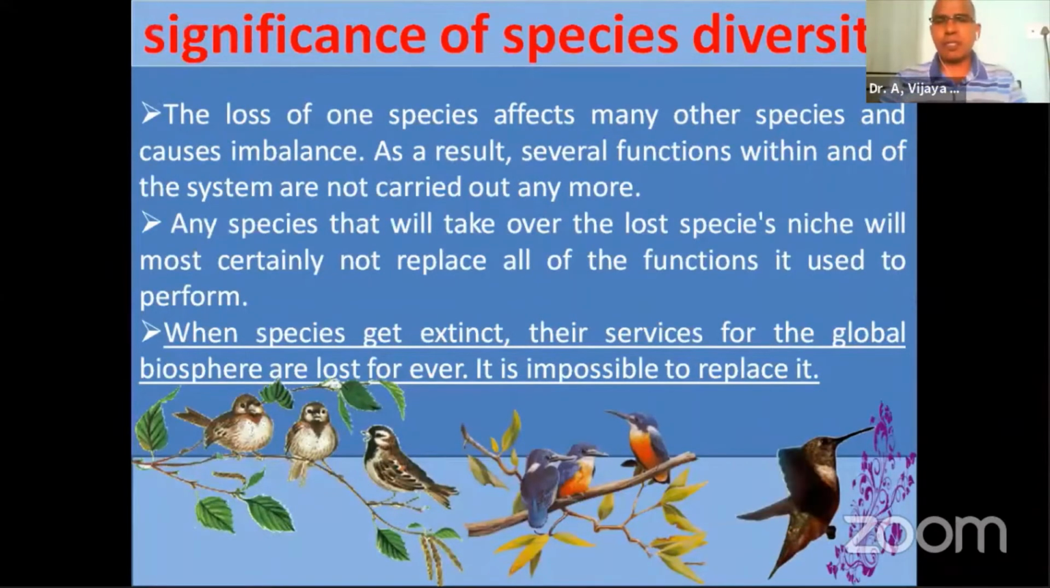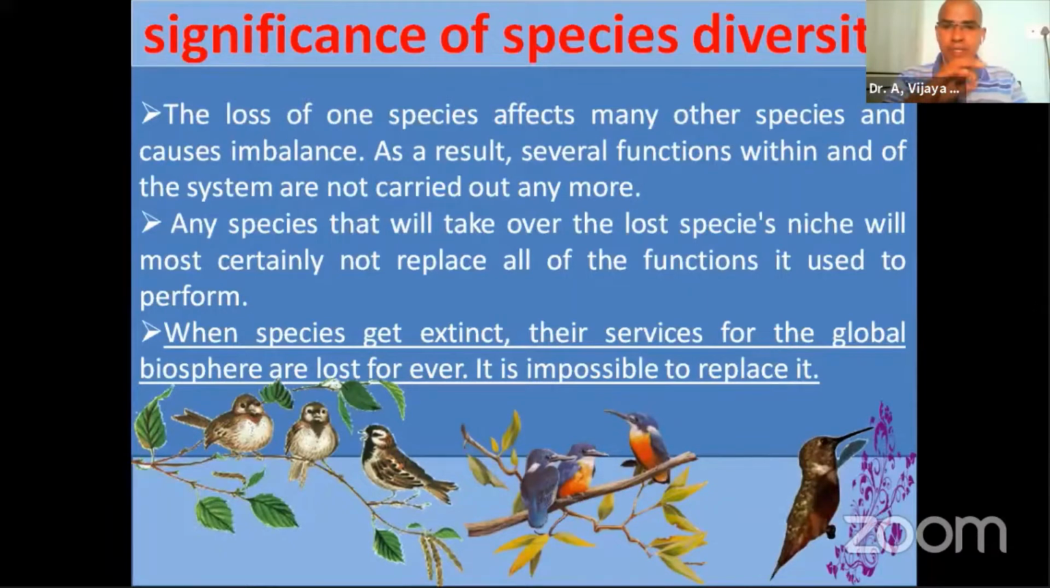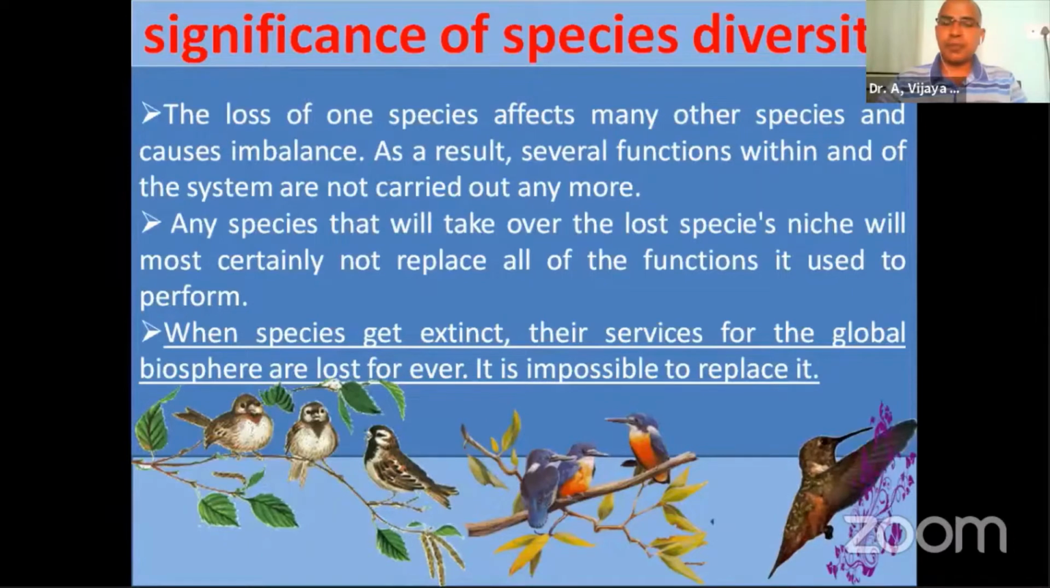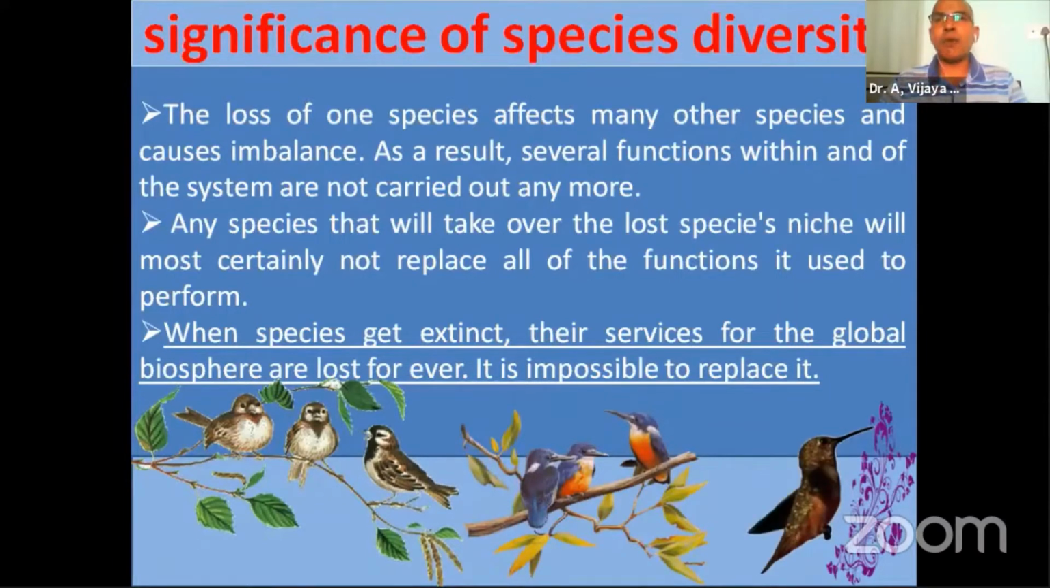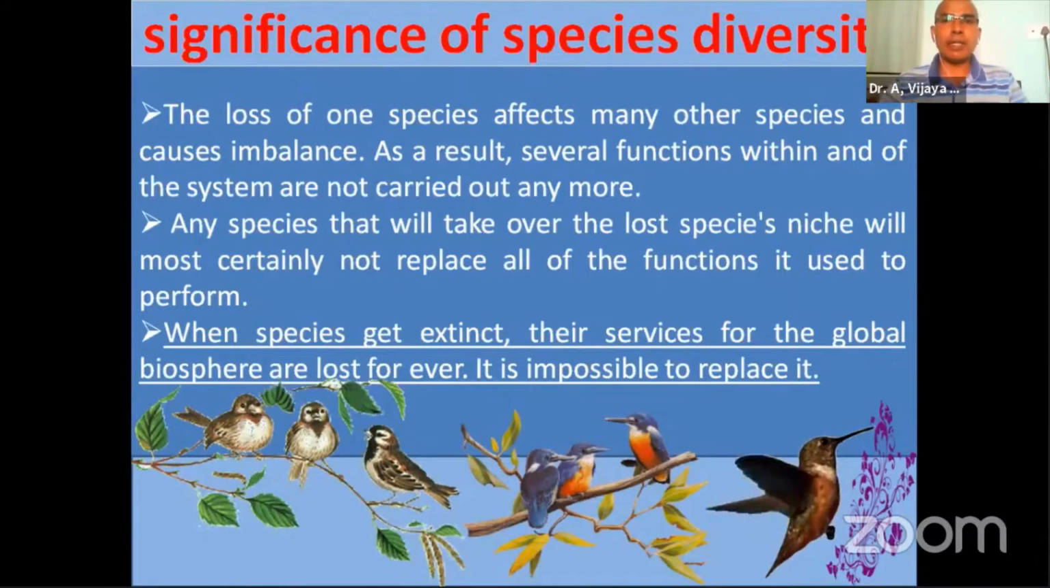So what is the significance of species diversity? Species diversity always plays an important role in a particular locality, and when a species gets extinct, its services for the global biosphere are lost forever. Remember, any species, whether it is an ant or an elephant, irrespective of size or shape, if we lose one species permanently through extinction, we lose the services which that species provides to nature permanently. It is impossible to replace those services by any other thing, unless nature is again involved and introduces other new species. Until then, those services will be lacking.